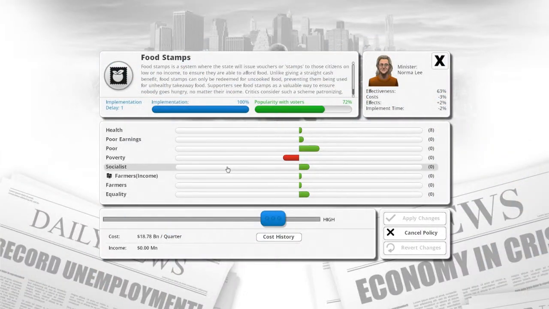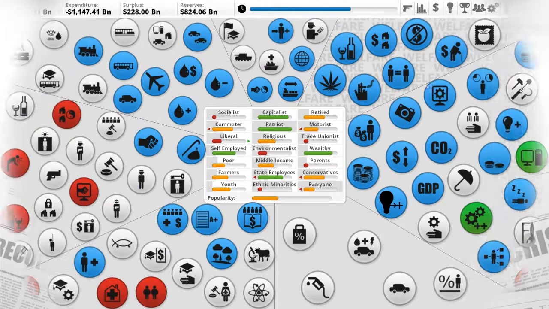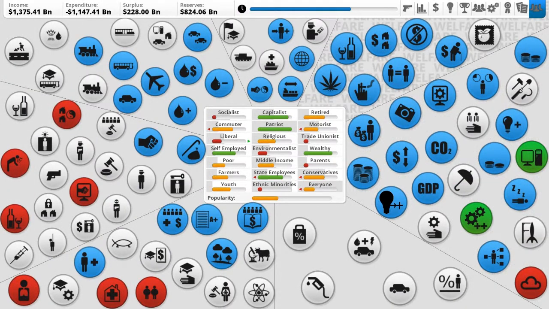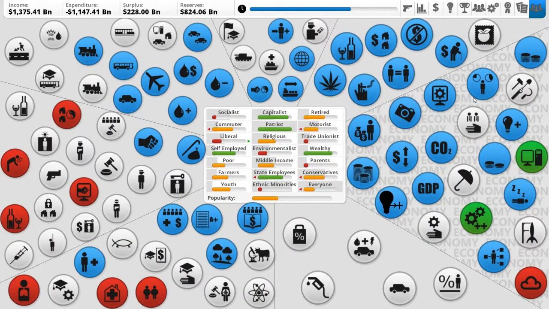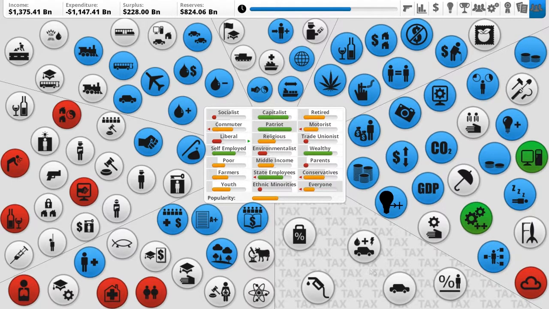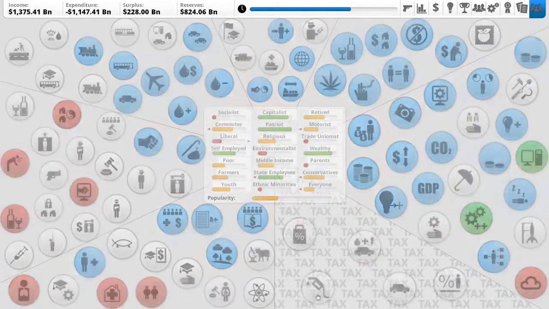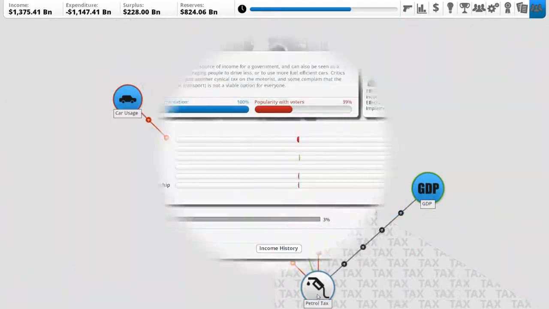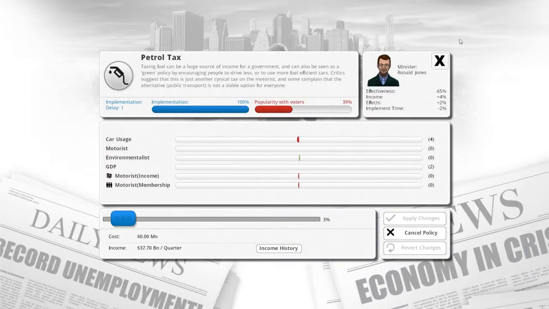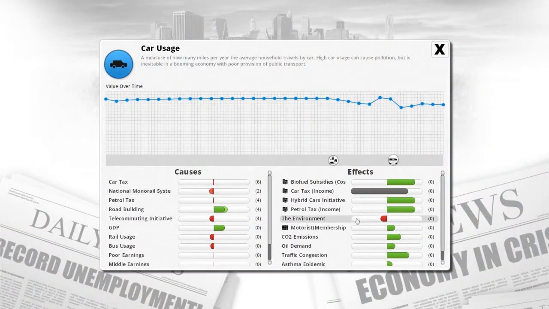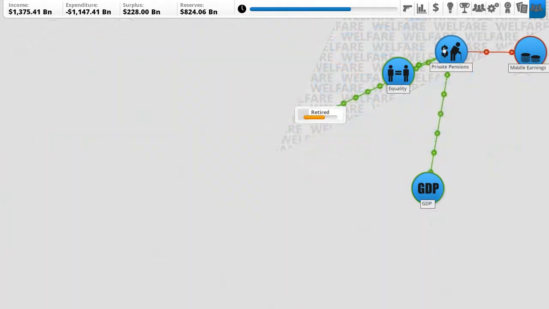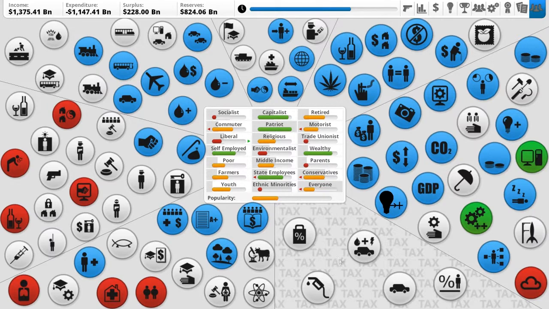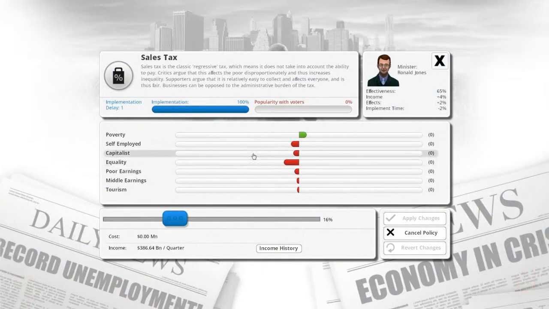Still got food stamps, which in reality I would like to cut. I might change the effects of food stamps as well. Let's see, what taxes can I reduce? Yeah, this affects car usage. Not too much, but enough to where if I cancel it, I'm a little bit afraid of the repercussions.